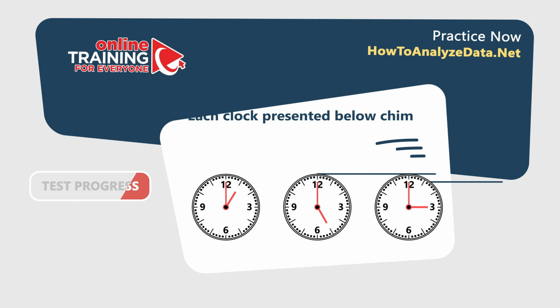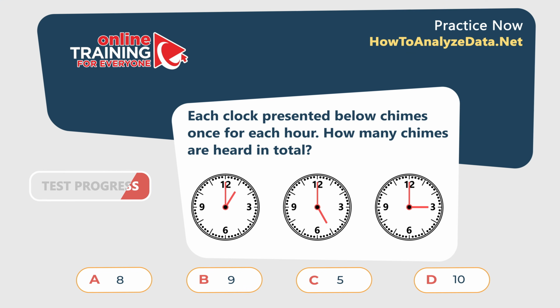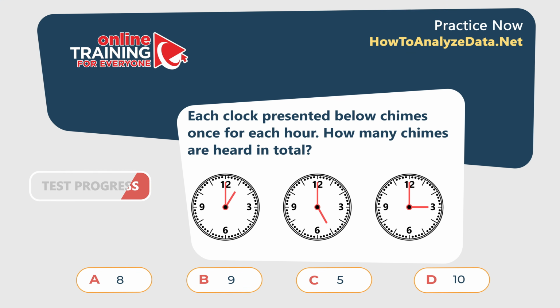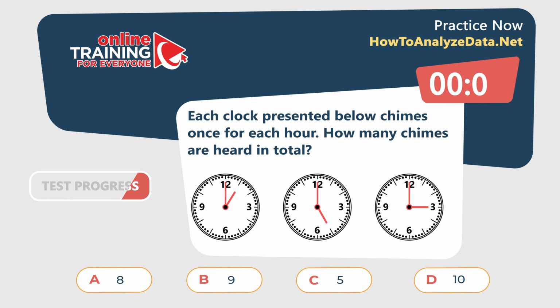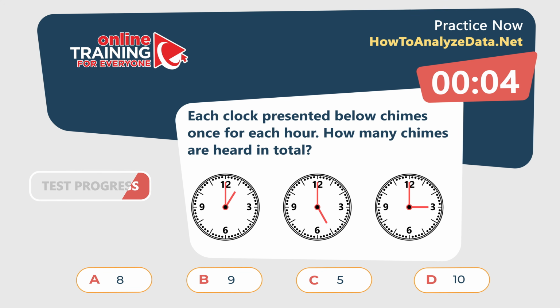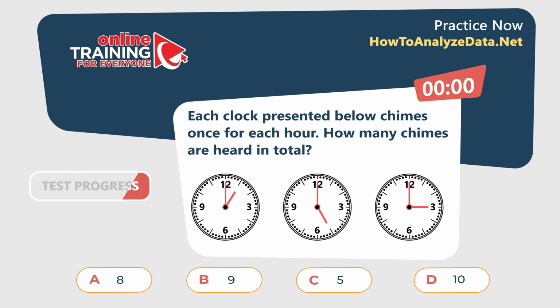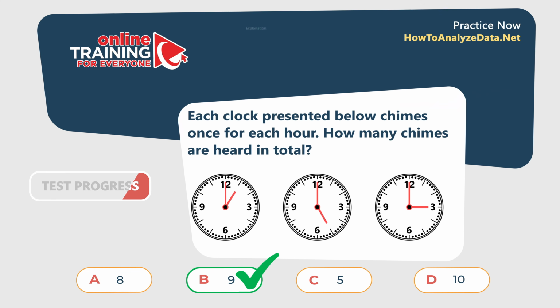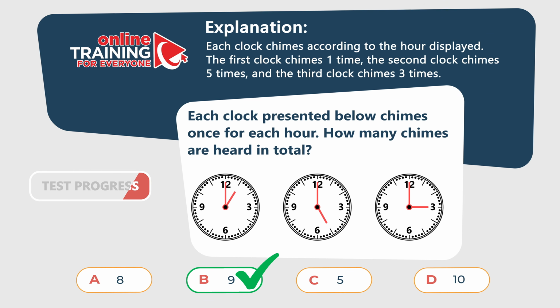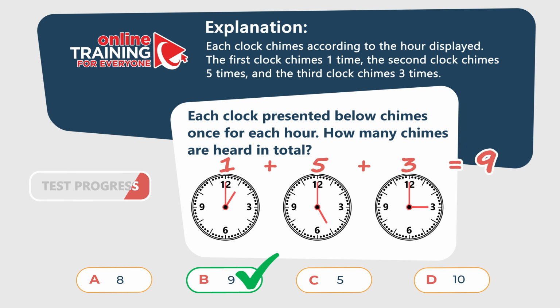Each clock presented below chimes once for each hour. How many chimes would you hear in total? A. 8, B. 9, C. 5, or D. 10? The correct answer is choice B, 9, and here's why. Each clock chimes according to the hours displayed. First clock shows 1 o'clock, second 5 o'clock, and the third 3 o'clock. 1 plus 5 plus 3 equals 9.